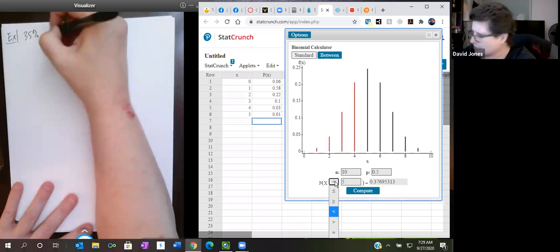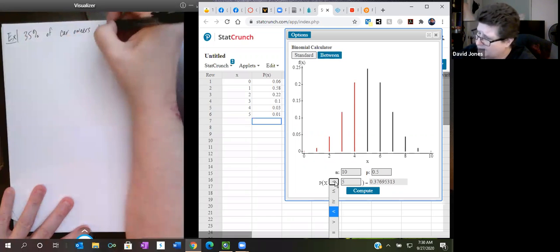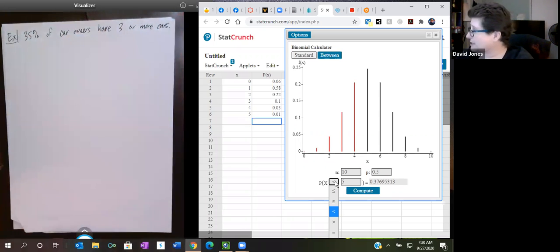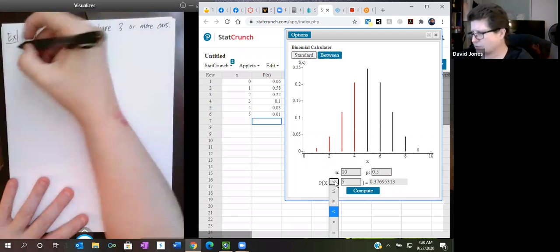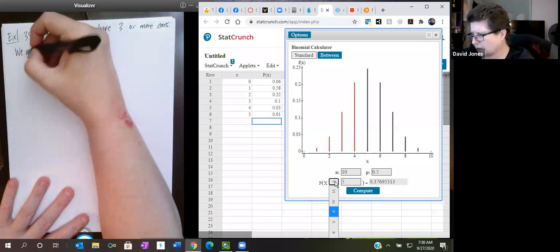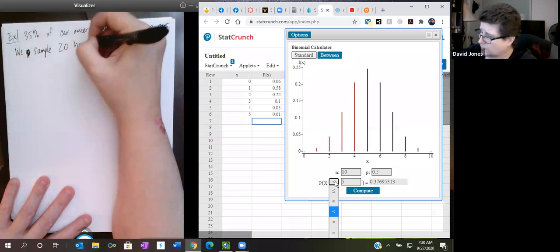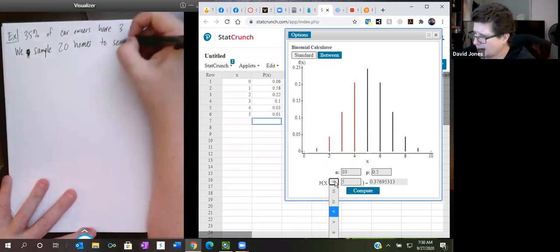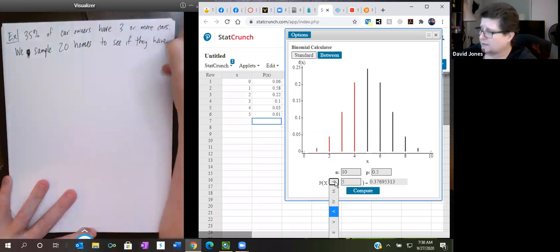"35% of car owners have 3 or more vehicles." Let's say cars, not vehicles. Vehicles could include other things. We sample 20 homes to see if they have 3 or more cars.